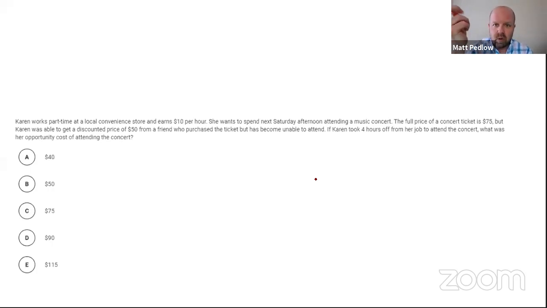Done to confuse you. What's important, 75 or 50? Who cares if it was 75? That's not what she paid. It doesn't matter what it was. It matters what she paid for it. So far, she's out $50.